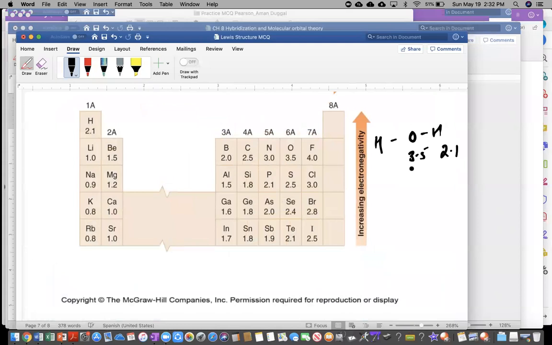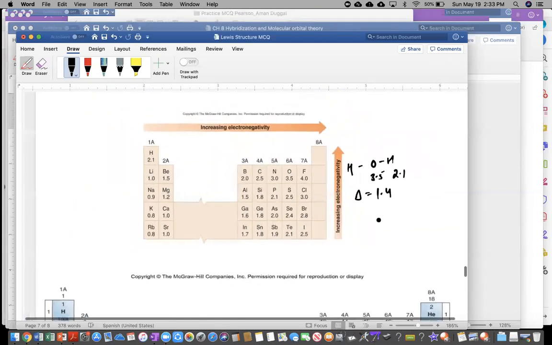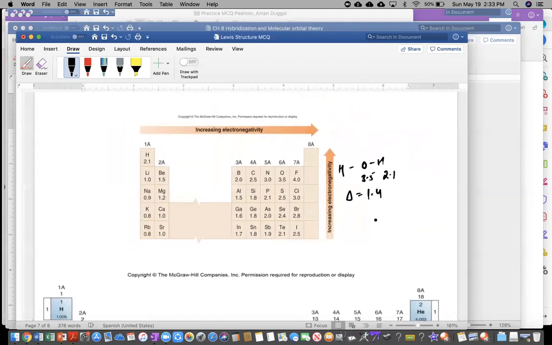What is the difference? More than 0.5, sorry. 1.4, right? So is a 1.4 difference more than or less than 0.5? More. So this is going to be polar, right? The difference has to be less than 0.5 if it wants to be non-polar. But if it has to be polar, it has to be 0.5 or more.